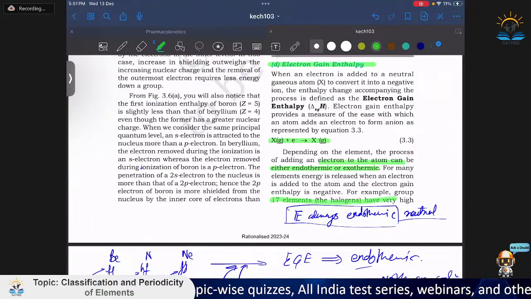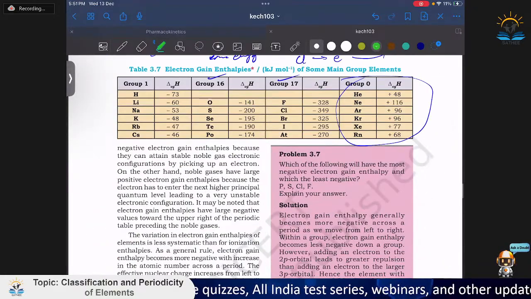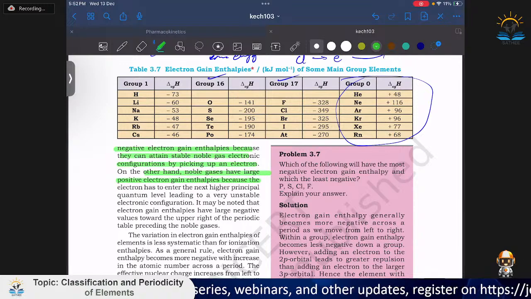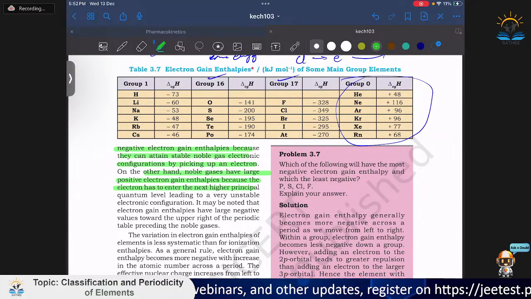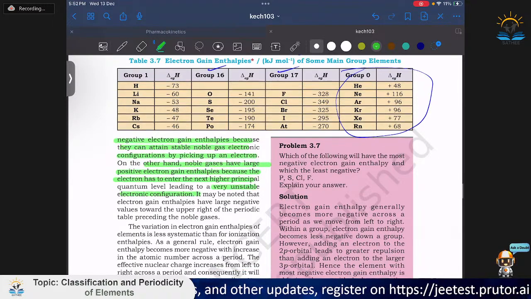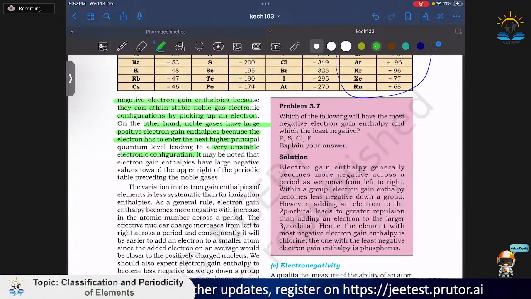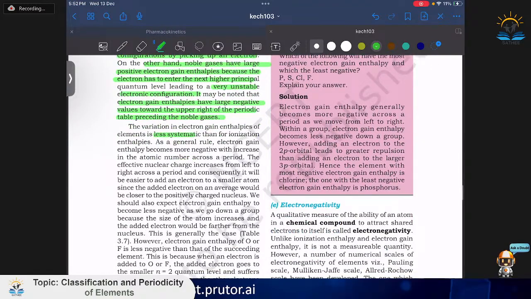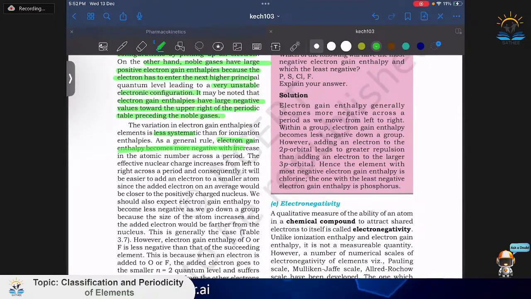Group 17 elements have very high negative electron gain enthalpies because they can attain a stable noble gas configuration by picking up an electron. On the other hand, noble gases have large positive electron gain enthalpy because the electron has to enter the next higher principal quantum number, leading to a very unstable electronic configuration. Now, electron gain enthalpies have large negative values towards the upper right end of the periodic table, preceding the noble gases. The variation of electron gain enthalpies is less systematic than for ionization enthalpy. As a general rule, electron gain enthalpy becomes more negative with increase in the atomic number across a period.